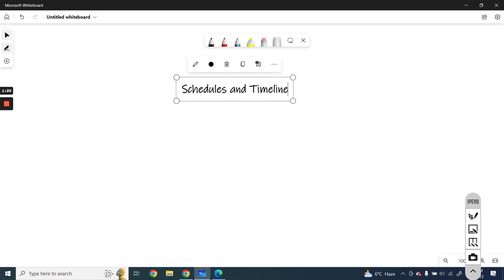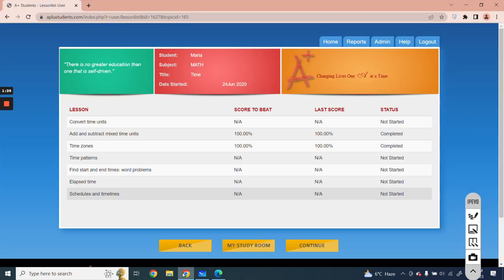Okay, let's start with the lesson, that is schedules and timelines. So here I am on grade 5 maths. The chapter name is time and the lesson is schedules and timelines. So let's just start with the lesson.